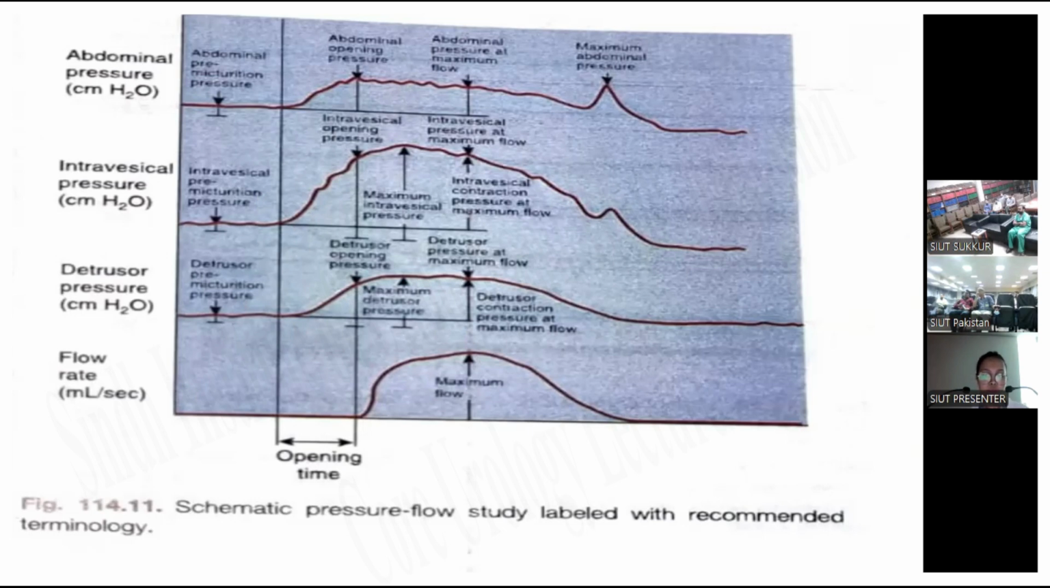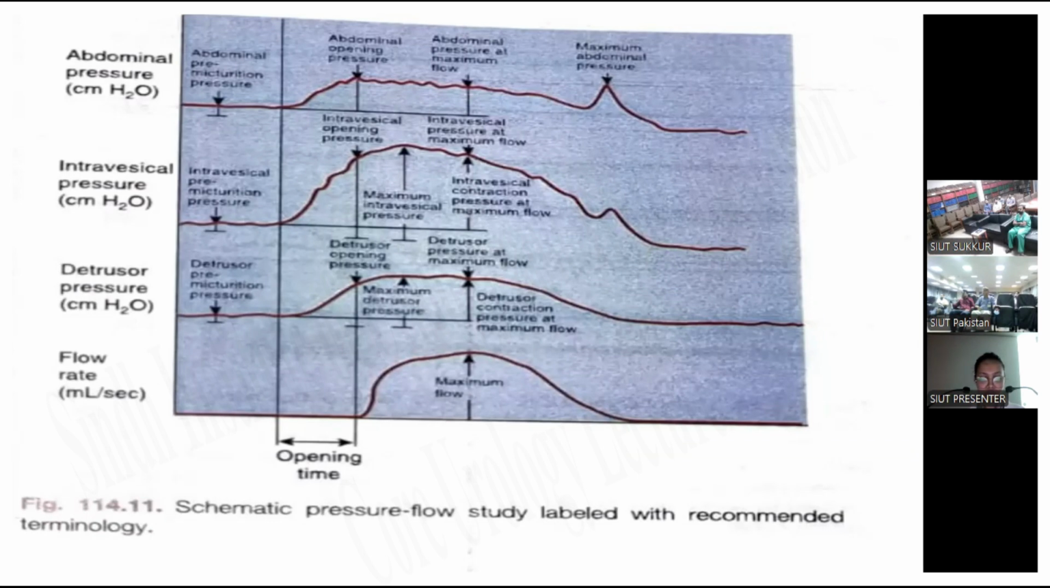This pressure flow study is very important in the context of bladder outlet obstruction. We see so many patients in our OPD with BOO written. So what is bladder outflow obstruction? Can anyone define this, or give a cause of it? What is the definition of bladder outlet obstruction? It is high pressure with poor flow rate.